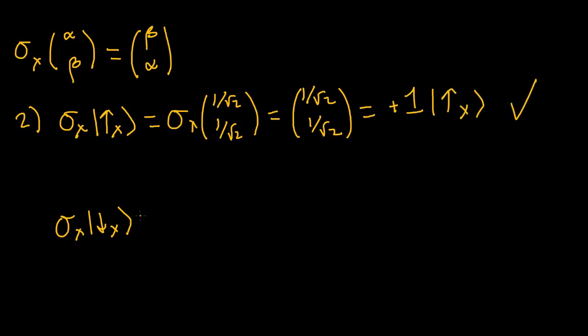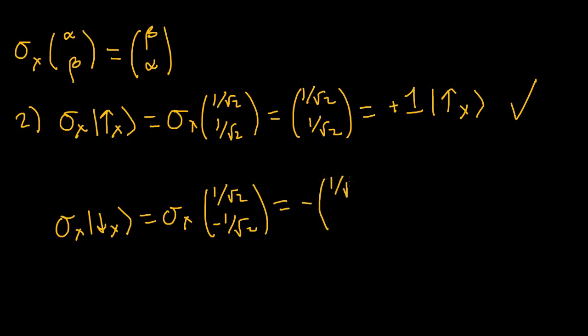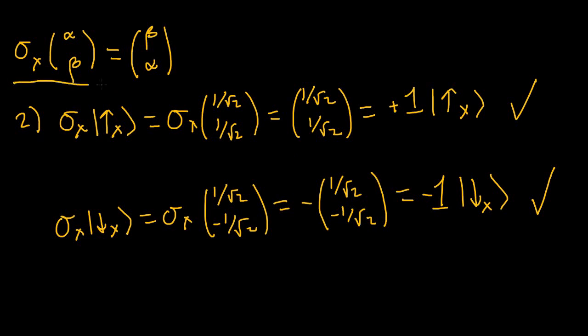And likewise, when we act on the spin down state, which has components 1 over root 2 and negative 1 over root 2, when we swap them, we just find that it's equal to negative itself, right? Because when we swap them, it's the same as negating them. And this is just equal to negative 1 times the spin down state, which is exactly what we wanted. So this sigma x here is exactly what we wanted.